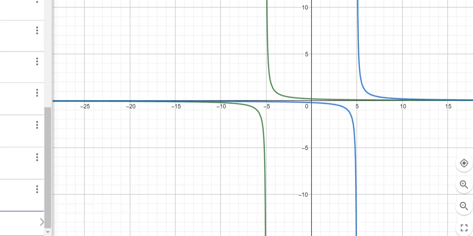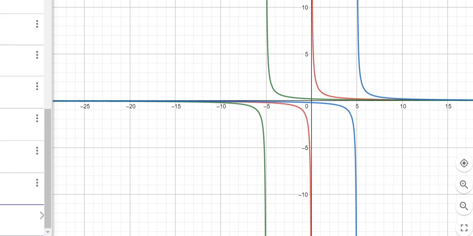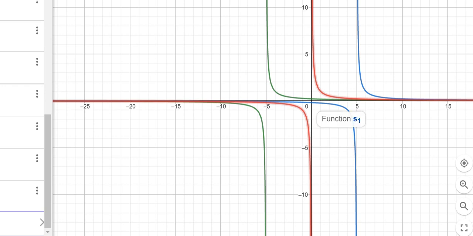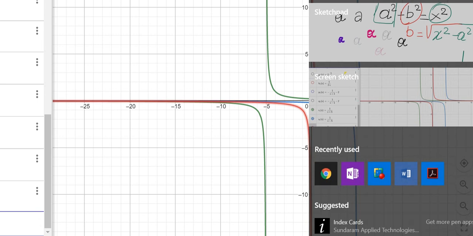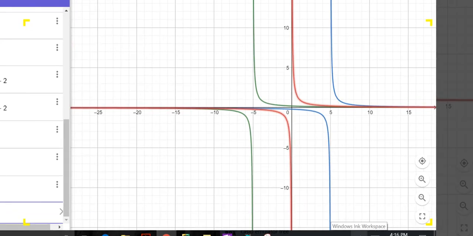And let's see how the original one would be. The original one would be 1 over x. Okay, 1 over x, the red one. 1 over x minus 5 to the right. 1 over x plus 5 to the left. Let's see if I can write something for us to understand.